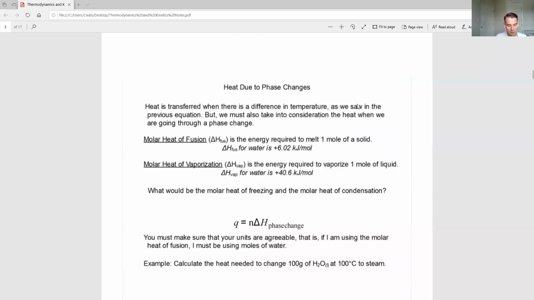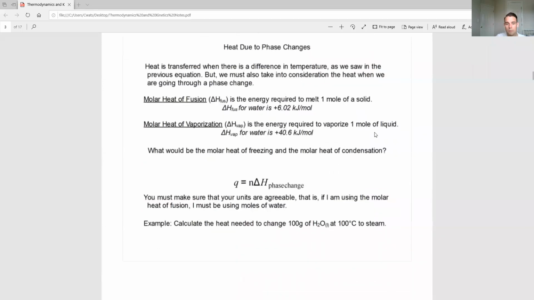So this is going to be the last slide for this part of this week's assignment. So we calculated enthalpy change, so Q equals MC delta T. Now we're going to see how much energy is required or given off in order to change the state. So heat is transferred when there is a difference in temperature, as we saw in the previous equation, but we must also take into consideration the heat when we are going through a phase change.